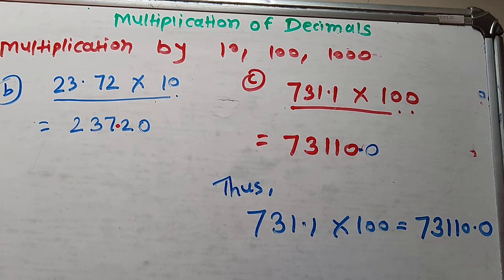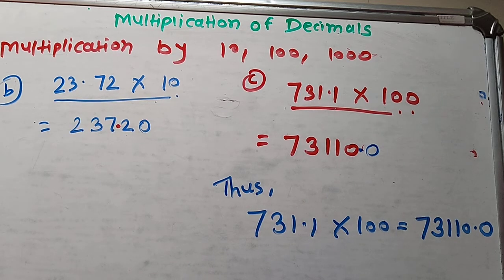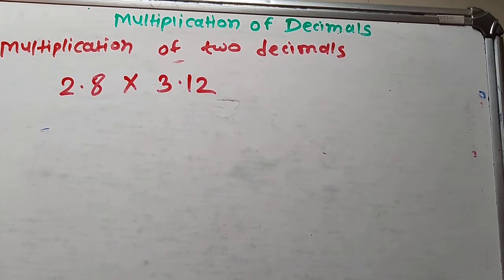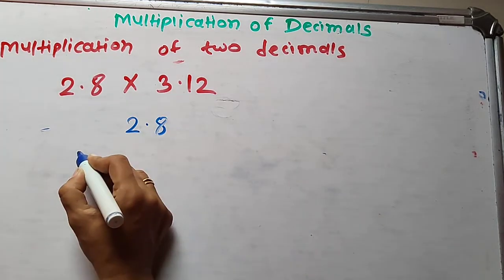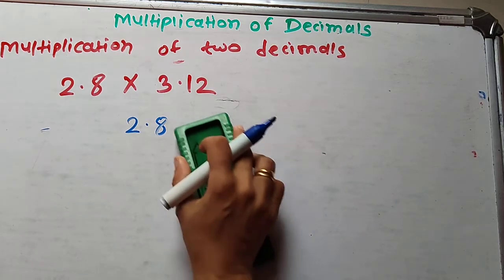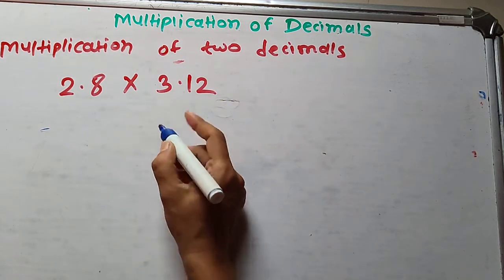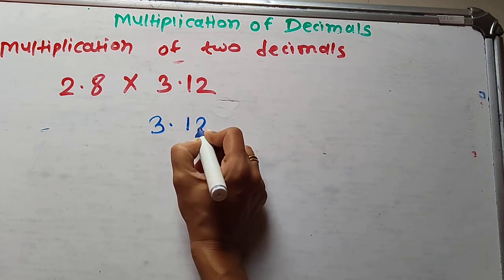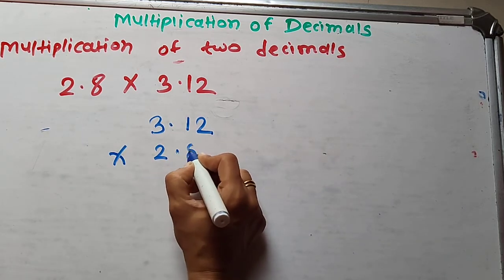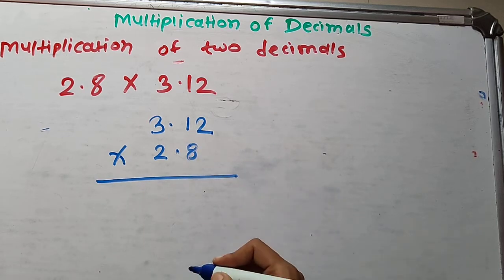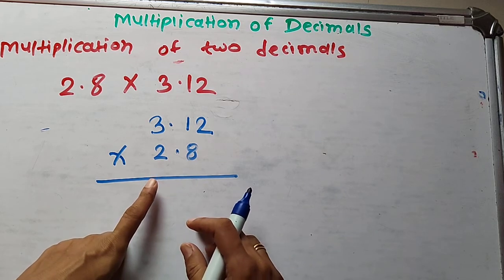Okay. In this way you have to do the multiplication by 10, 100 and 1000. This is so simple. Then next is multiplication of two decimals. Now both are decimal numbers. How to solve this? Again you have to arrange the numbers. Which is the greater number here? 3.12 is the greater number. So we write this first, multiplied by 2.8.